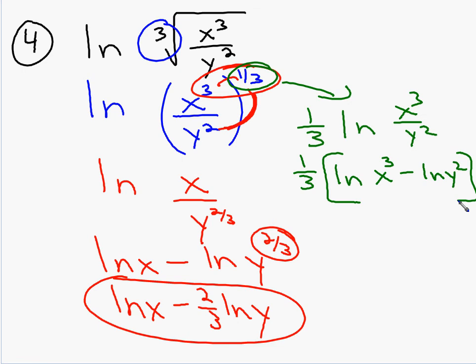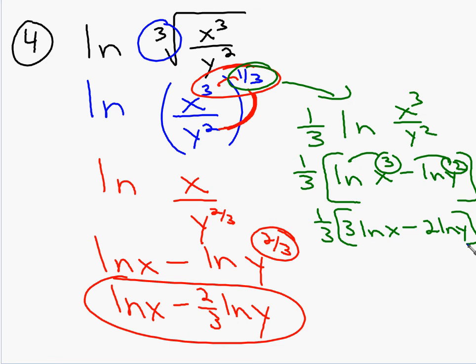Okay, bring your powers around front, and I have 1/3 times the quantity 3 natural log of x minus 2 natural log of y. And then if I distribute my 1/3 to both of these, 1/3 times 3 is 1, and I have the natural log of x minus 1/3 times 2, which is 2/3 the natural log of y. That way was not as easy in this case, but there might be another problem where that way is easier. That's why I'm showing you both ways on this problem. And we're going to stop there for today.